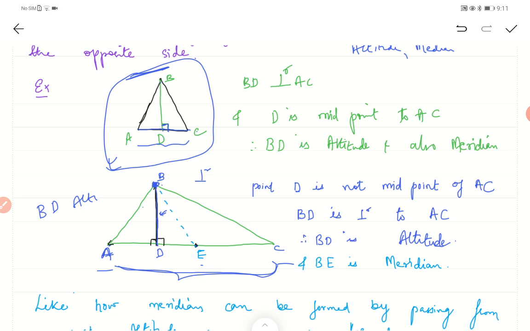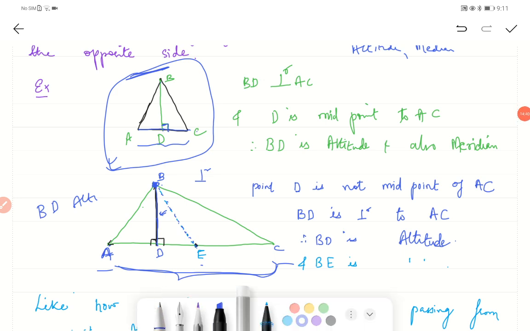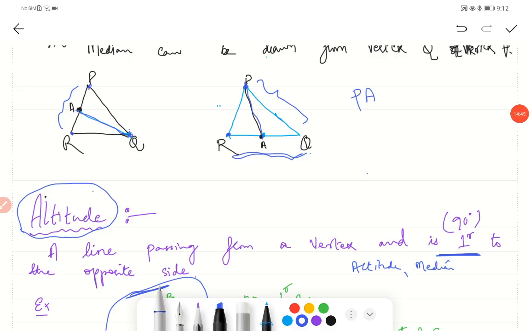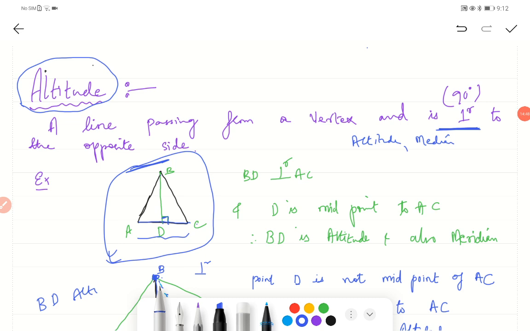Now the median is what? BE. If I draw a line from B to E like this, you can say this is the median. I have written here meridian, it should be median, sorry. So altitude is what? A line passing from the vertex, and it is perpendicular to the opposite side of a triangle, then you call it an altitude.